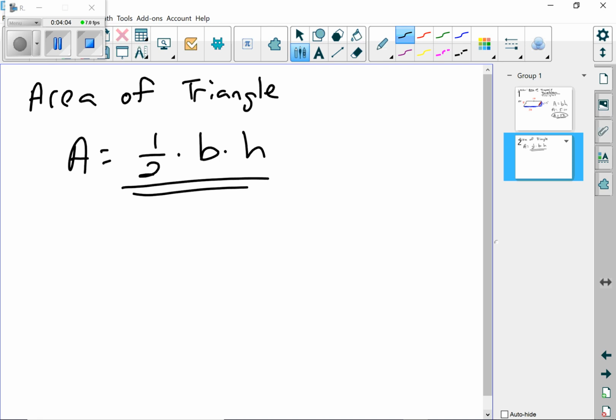Triangles come in many shapes and sizes. You know that. We can do right triangles. We can do scalene and obtuse triangles. We'll do one that looks kind of like this.